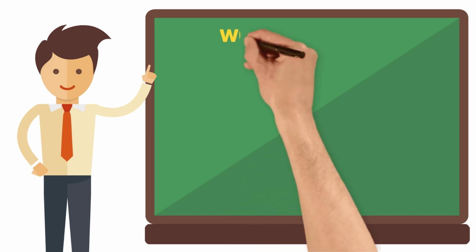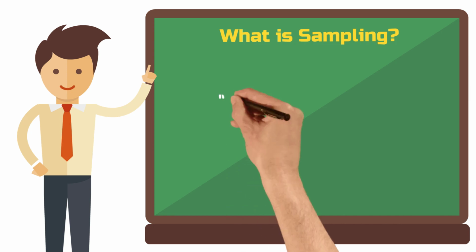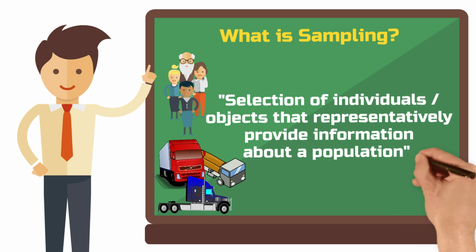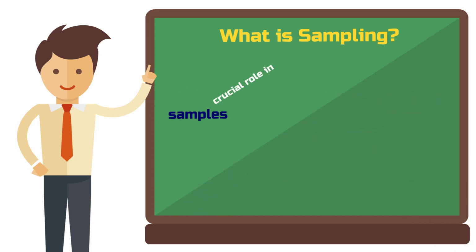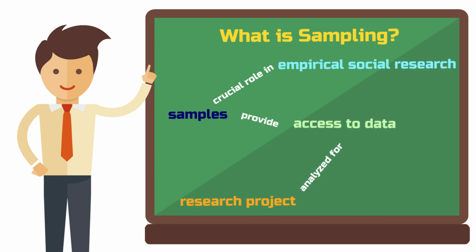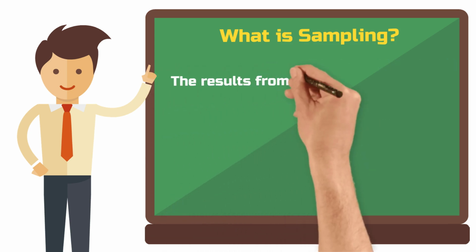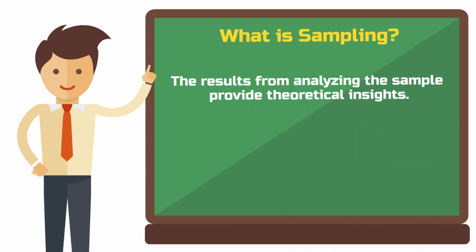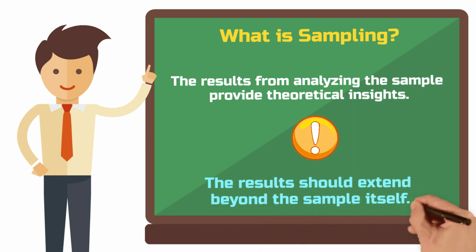Next, we need to understand what sampling involves. A sample is a selection of people or objects that represents a larger population and provides information about it. Samples play a crucial role in empirical social research, as they provide access to the data to be analyzed for a given research project. Theoretical insights are drawn from the results based on the investigation of the sample. These insights are generally intended to be valid beyond the scope of the sample itself.